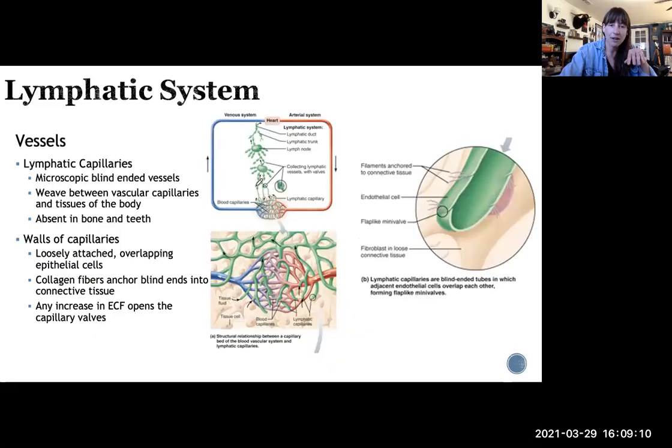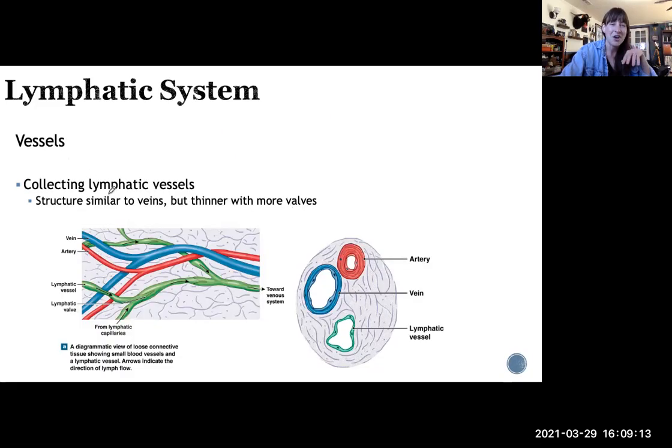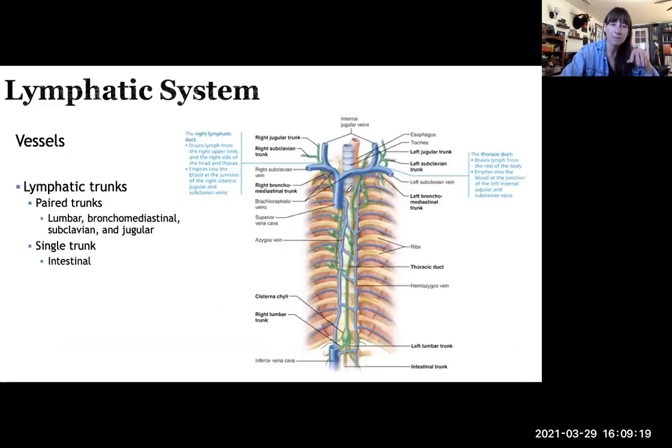Okay, so we've got lymphatic capillaries at the smallest end. If we move up in size, if you will, we have collecting lymphatic vessels. So from the capillaries, the lymph travels through collecting vessels. Then we've got lymphatic trunks. These vessels will come together and form larger vessels that we call lymphatic trunks. And lymphatic trunks tend to be paired on either side of the body. So for example, you've got your right bronchomediastinal trunk here and your left bronchomediastinal trunk over here. You don't need to be able to identify those on an exam or anything. I just wanted to let you know you've got these paired trunks.